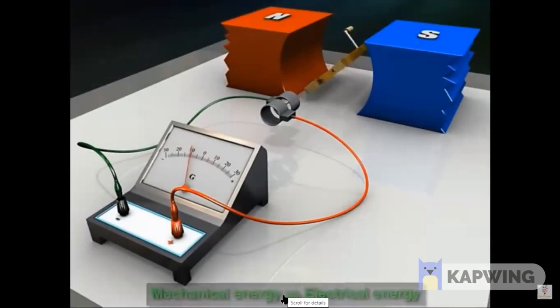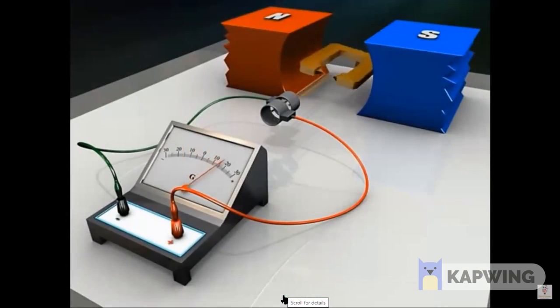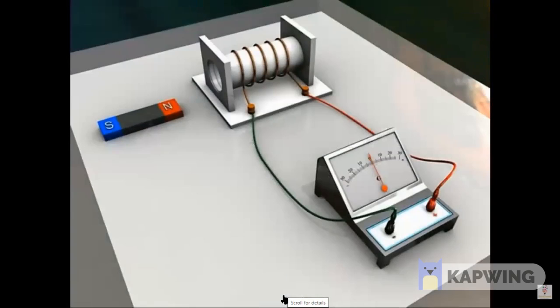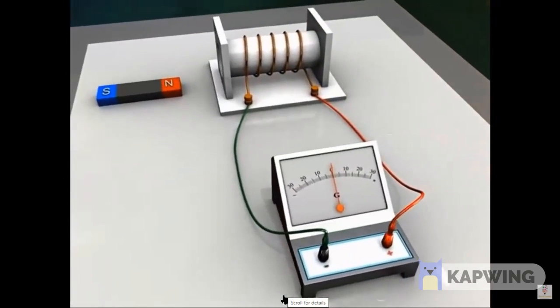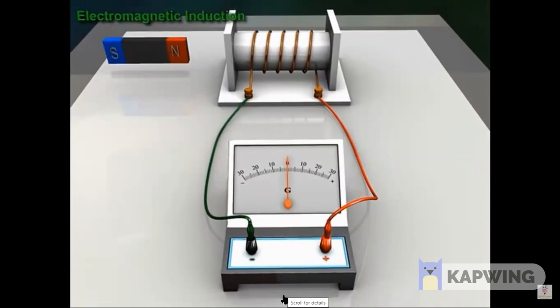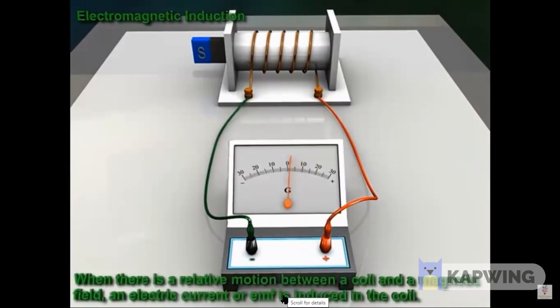Working principle of an AC generator. The working principle of an AC generator is electromagnetic induction, which states that when there is a relative motion between a magnet and a coil, an induced EMF comes into existence, or electric current is induced in the coil.